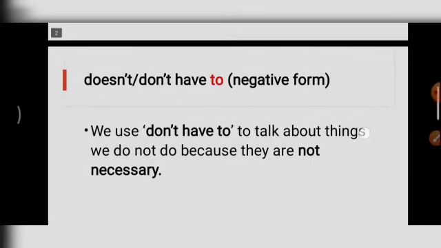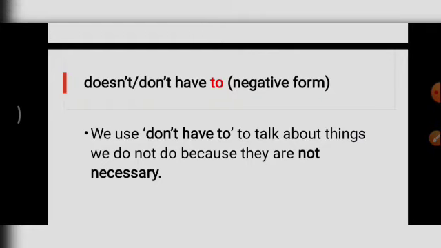And then the second one is the negative form. So negative form is doesn't have to and don't have to. Doesn't have to for the singular and don't have to for the plural. So we use don't have to talk about things we do not do because they are not necessary. Kita cakap pasal benda yang kita tak perlu buat sebab dia bukan satu keperluan, macam tu.